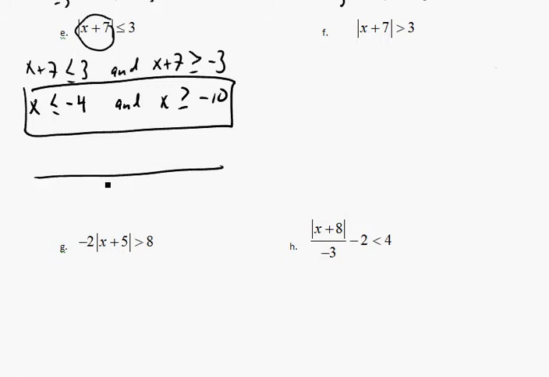And the graph of our solutions would look something like this. Since x has to be less than or equal to -4 and greater than or equal to -10, that means our x's, our values, have to be between these two numbers.